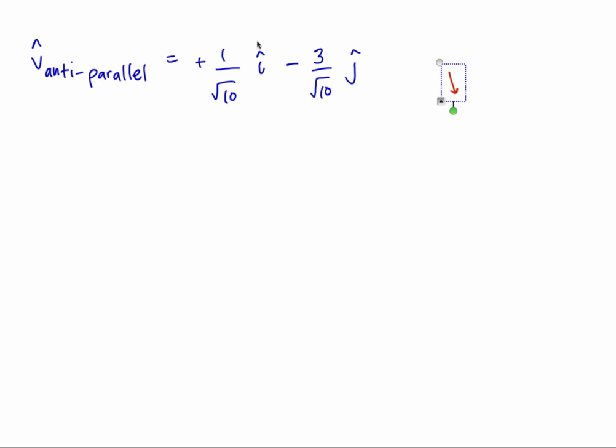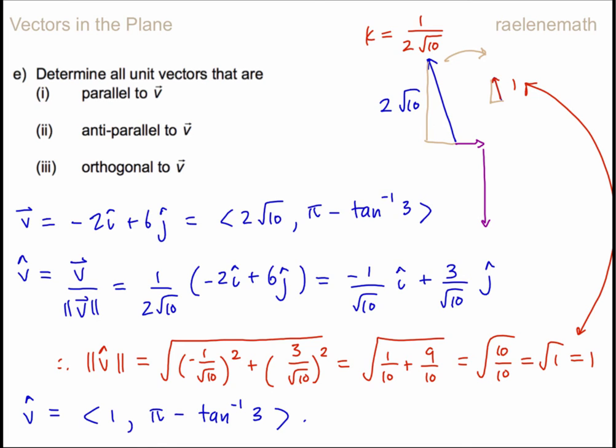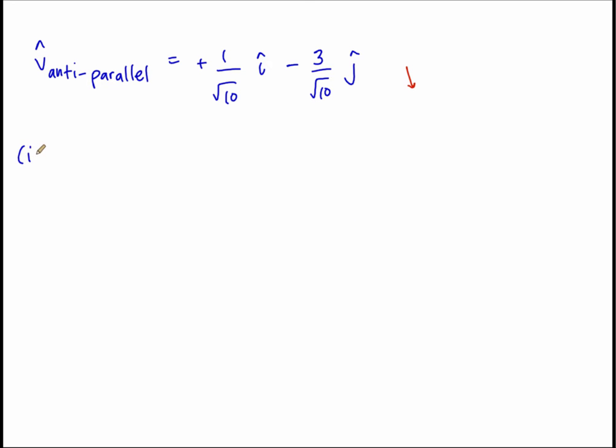So it still has a length of 1, but is now going to the right and down. In the third part of this question, we are asked to come up with all unit vectors that are orthogonal or perpendicular to vector v. Vector v has a certain rise and a certain run, and we can draw a line through that vector to make it a little bit more familiar to us.